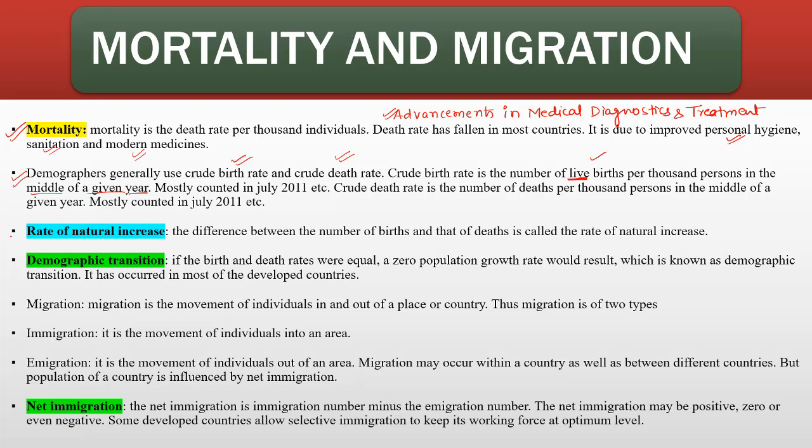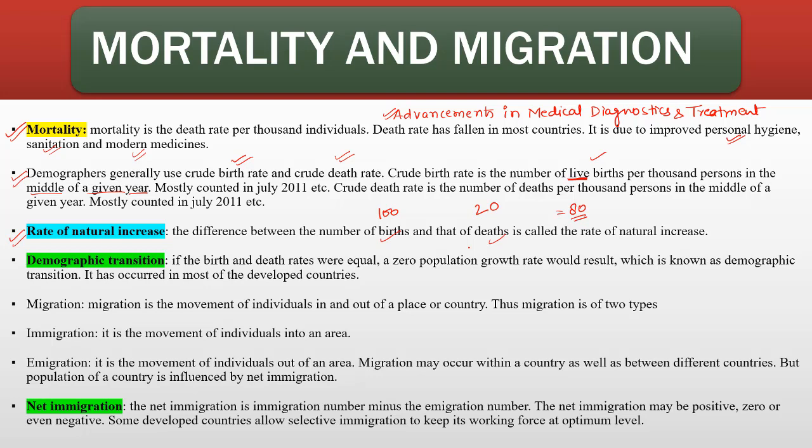Now the rate of natural increase: the difference between the number of births and that of deaths is called the rate of natural increase. The number of births means 100 live births, and 20 deaths. Deaths cannot be live, death is death, so 80. So the difference between the number of births and that of deaths is called the rate of natural increase.